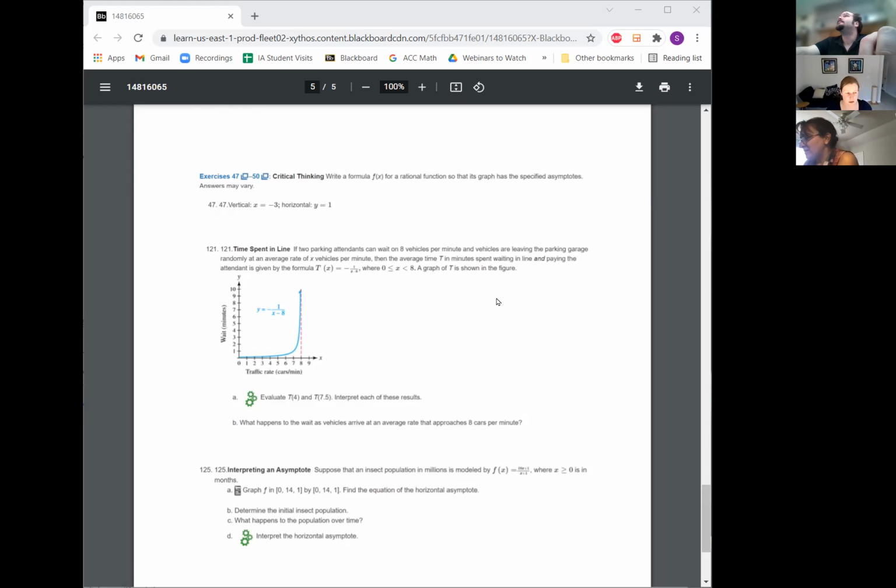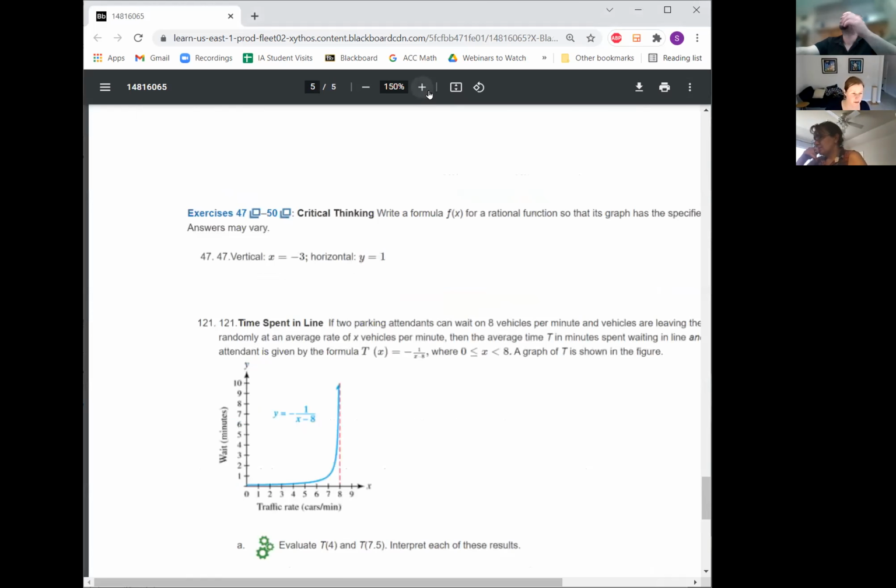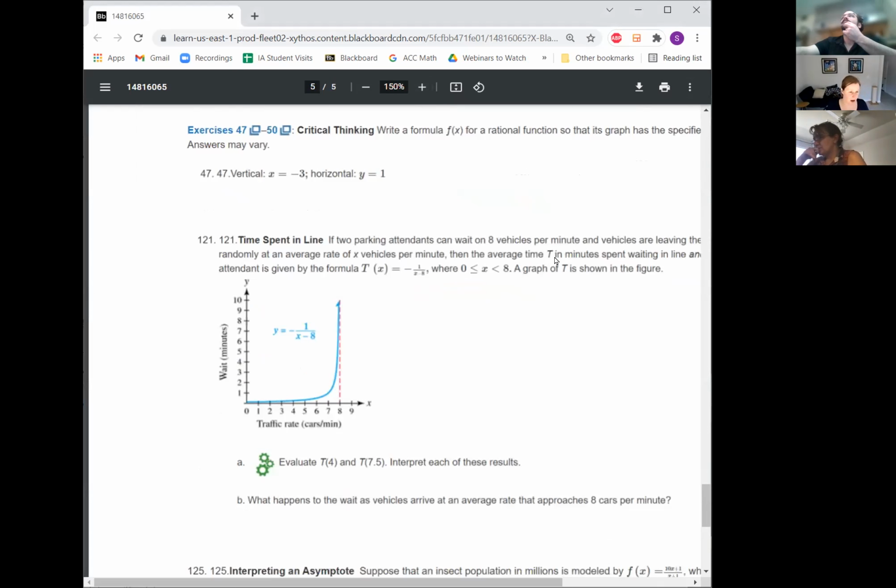Okay, so A is asking evaluate T of 4. That means you need to look at the graph and see when the traffic rate is 4, what is the weight? If I look at 4, I know it's hard to see, but it looks like the traffic weight is less than 1. It's pretty small. So T of 4 is maybe 0.1, very small, maybe 0.2.